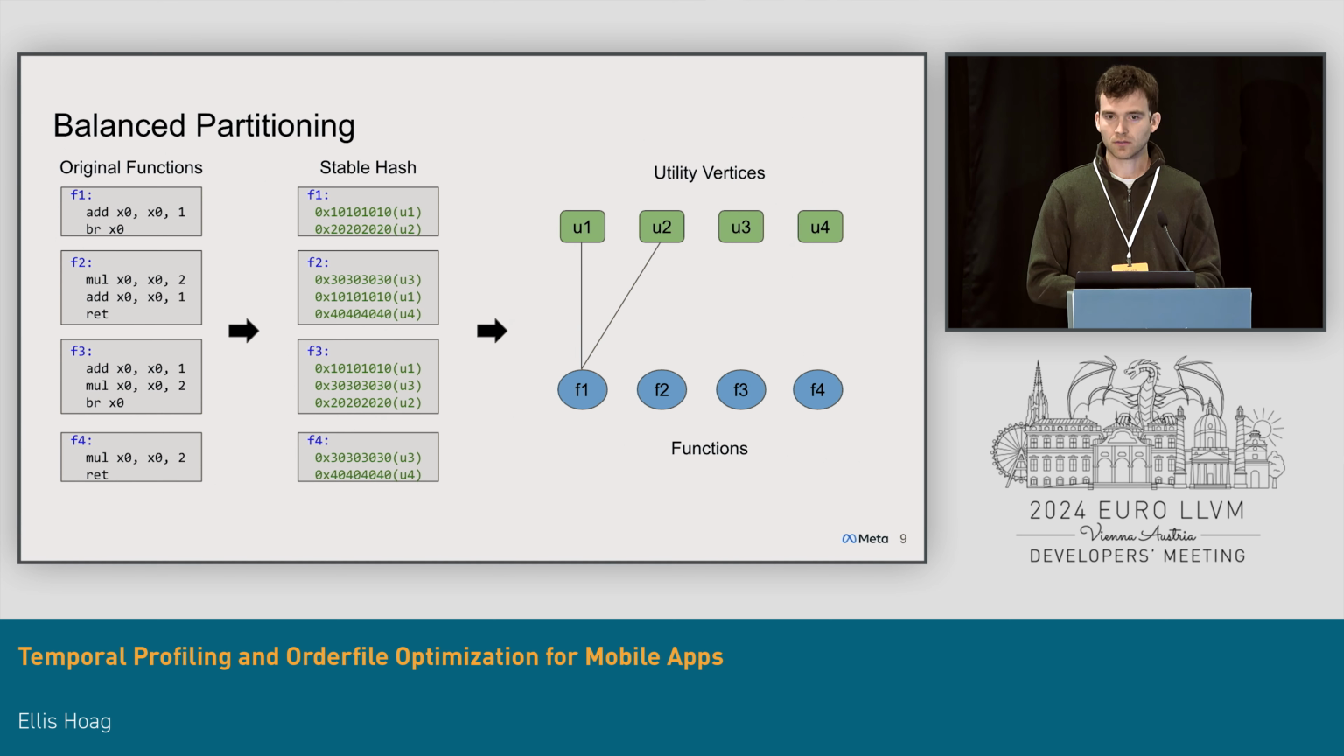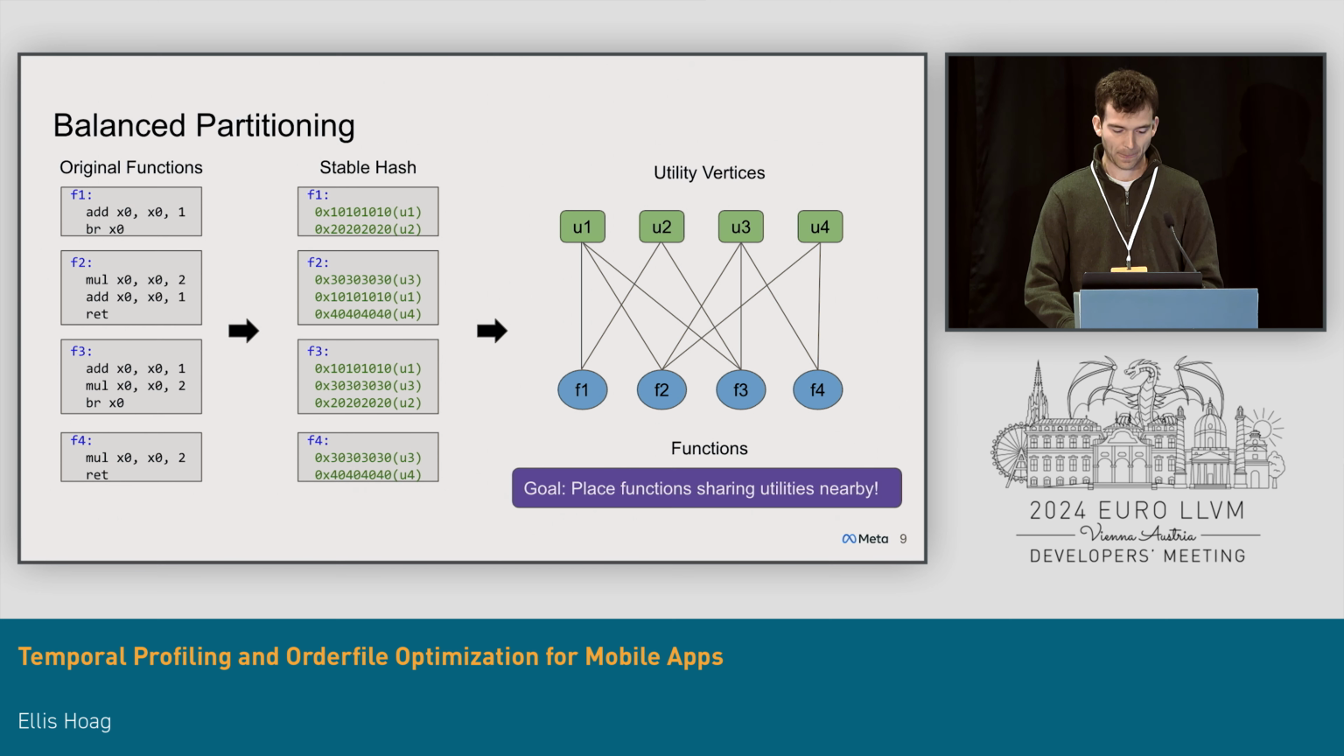Then you can draw an edge from your functions to your utility vertices if that function contains that stable hash. So in this example, function F1 has 2 instructions that are turned into 2 stable hashes, U1 and U2. And we have edges from F1 to U1 and U2. And we can draw the rest of these edges in our graph. At the end of the day, we'd like to reorder these functions so that functions end up close together if they share edges with similar utility vertices.